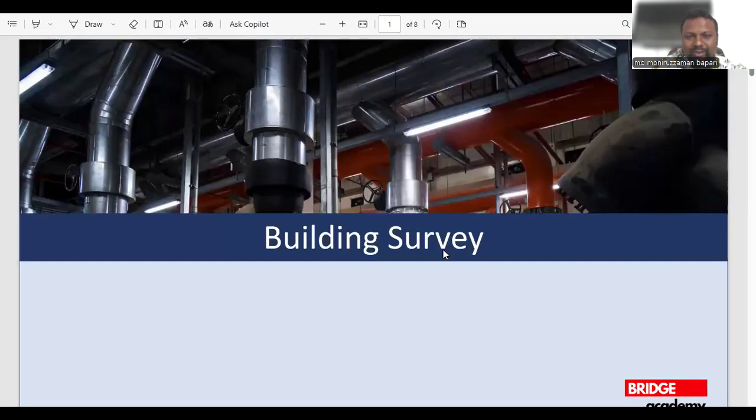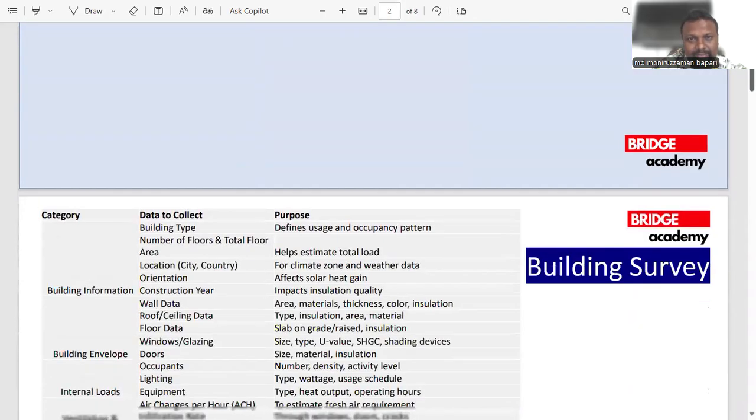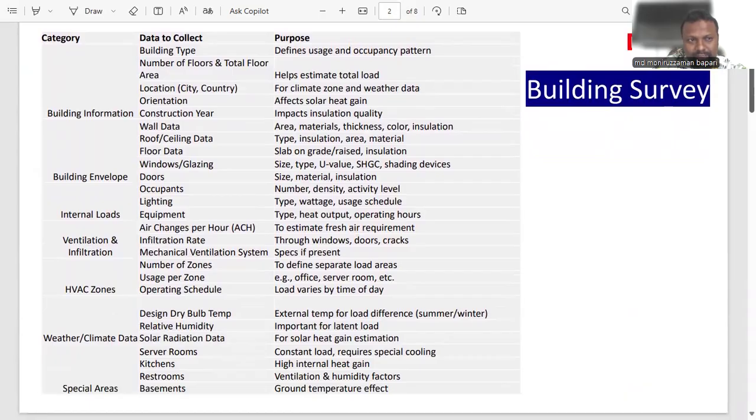Hello everyone. Now let's talk about building survey. As we were talking earlier, building survey is very important and you must do it before you start your calculation. Without building survey, calculation is not going to start because you don't have the data.